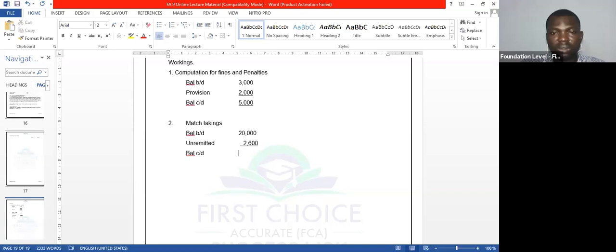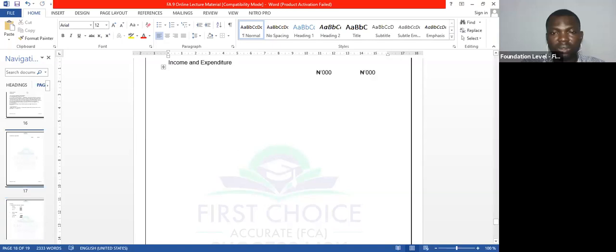So let's go to the income and expenditure account, which we are working for. We're working for the year ended. What is the year ended? The year ended, that's 31st October.